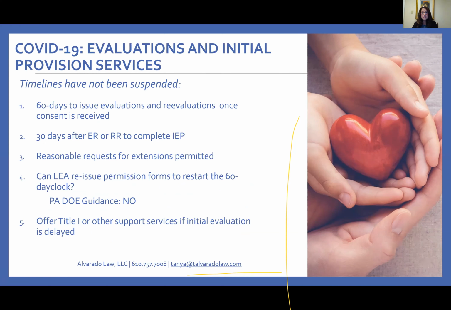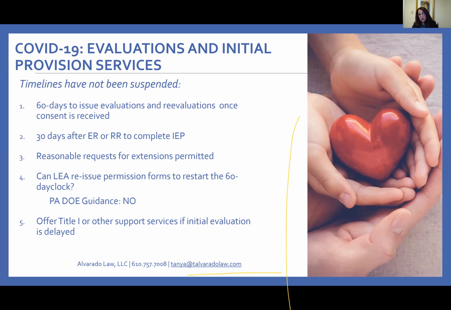These timelines are from the date you sign the consent form. The LEA has 60 days to evaluate and give you the report. All of these timelines will still be in effect. These are the federal timelines. After you receive your evaluation, they have 30 days to finish your IEP, not start it, finish it. So, you should be at a meeting within that time frame.